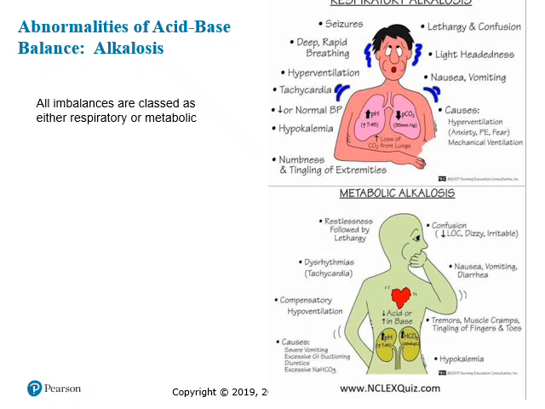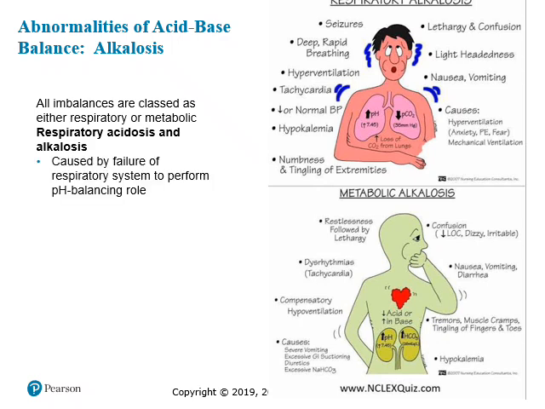So all imbalances are classed either as respiratory or metabolic. You can have respiratory acidosis and alkalosis. You have metabolic acidosis and alkalosis. Respiratory acidosis and alkalosis is caused by failure of the respiratory system to perform a pH balancing role. This is actually the single most important indicator of the blood carbon dioxide pressure.